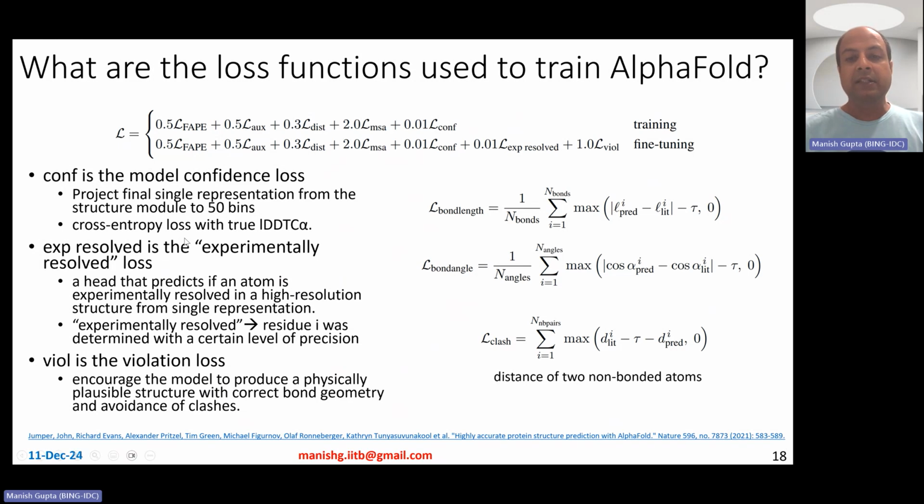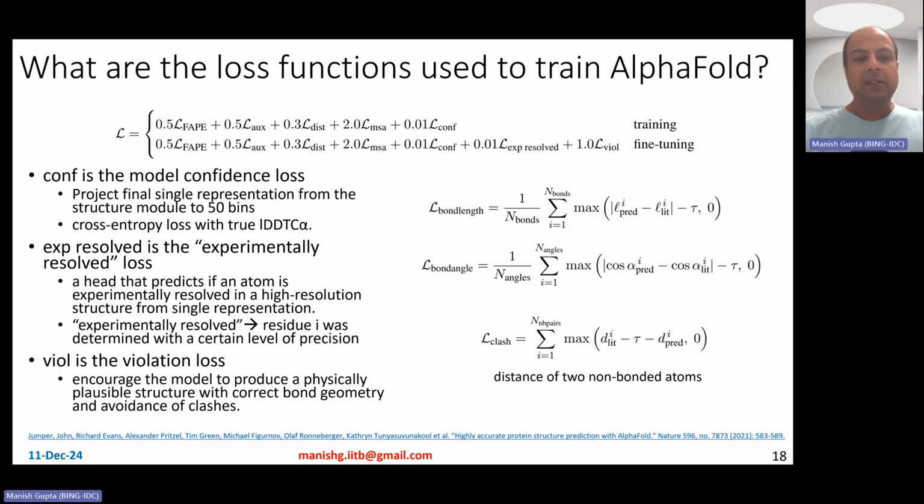So that's that. There is the experimentally resolved loss. Now, what is this? There is a head that you apply on top of the single representation, just a single neuron, which tries to predict if an atom is experimentally resolved or not. Experimentally resolved basically means that the ith residue was determined with a certain level of precision. You technically call it experimentally resolved, and all that this head does is binary classification, predicting whether this residue was experimentally resolved or not.